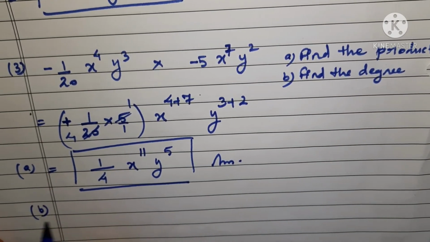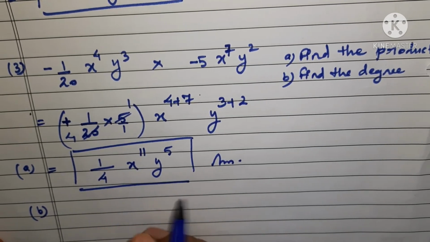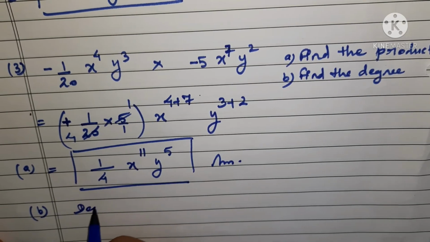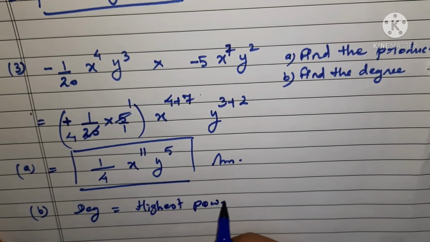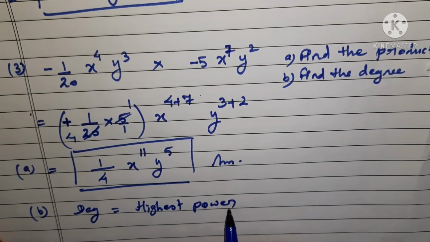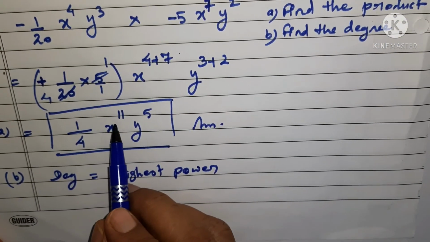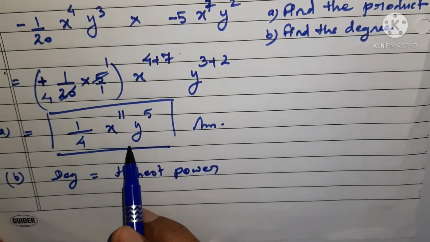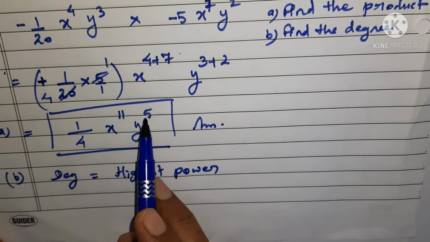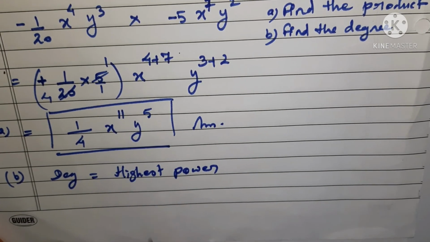So what is the degree in this case? What we have to do? To get the degree, you have to find the highest power of the expression. Now what is its highest power? To find the degree, we add all the powers in the term. Whatever powers the term has, we add all of them, and the result we get becomes the degree.